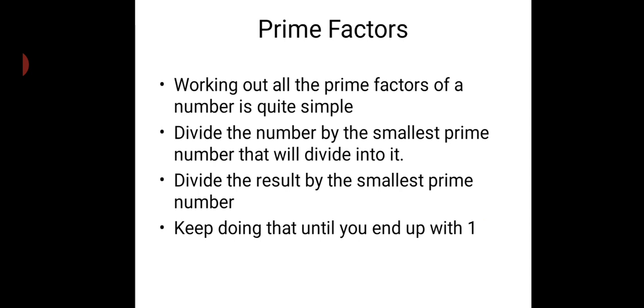Working out all the prime factors of a number is very simple. So how to find the prime factorization, that I will tell you. Divide the number by the smallest prime number that will divide into it. We already know the divisibility rules, and with their help we can find it. Divide the result once again by the smallest prime number. You have to keep doing the same until you end up with 1.